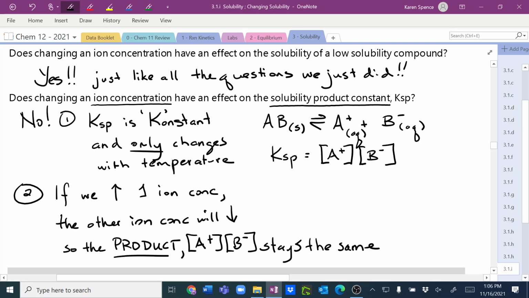So if we increase one ion concentration, the other ion concentration will decrease so that the product remains the same. And we could actually bring back in our concentration diagrams.